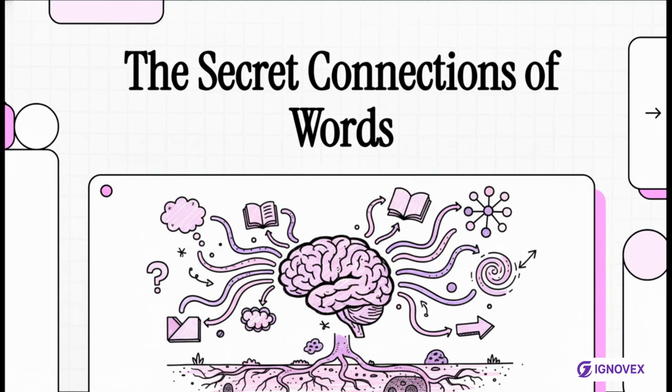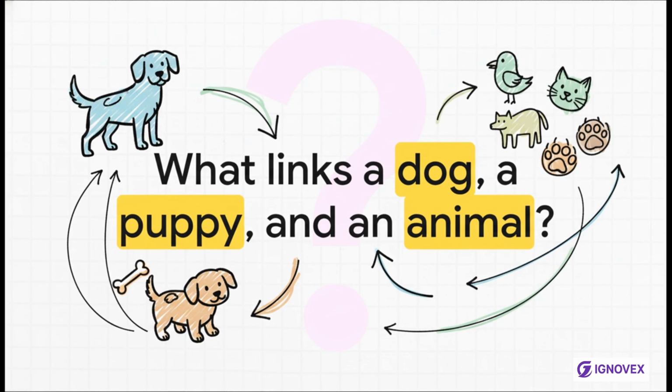Have you ever stopped to think about how all the words we use are connected? It's not just random, you know? Beneath the surface of our everyday language, there's this hidden architecture, a kind of secret network that links every single word to others. So, how does this invisible web actually work? Well, let's find out.